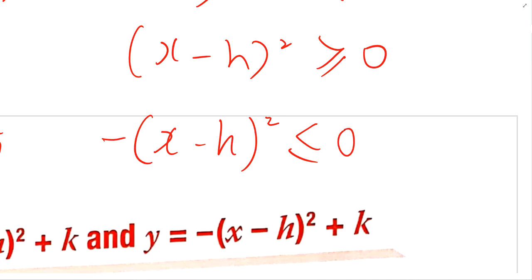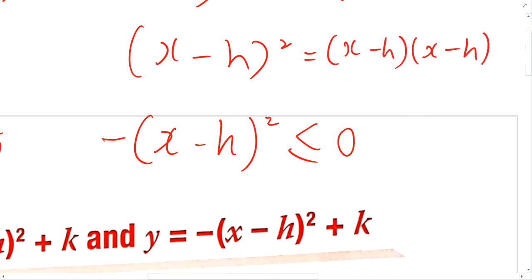Okay. Another way of looking at this is, we know that this is equal to x minus h, x minus h. If one is positive, the other must be positive. If one is negative, the other must be negative. In summary, they always give us positive or 0. Right? Now what is this one?